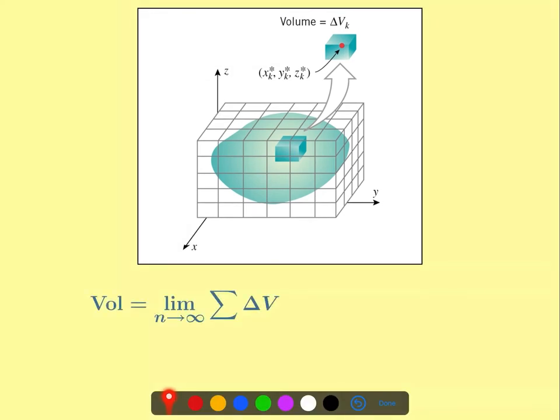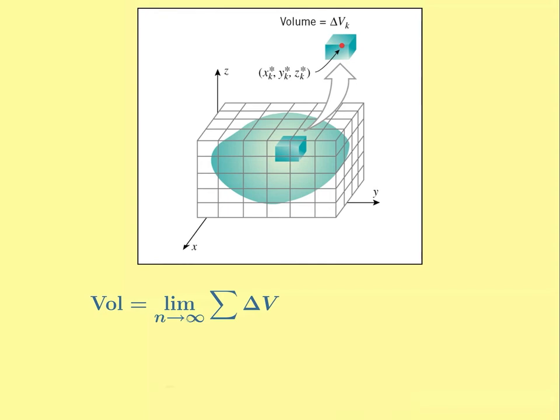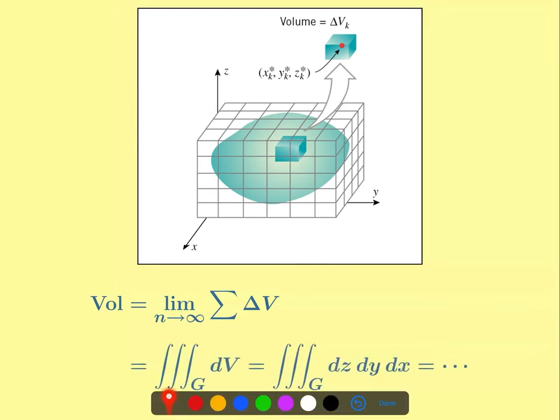So the volume is going to be a sum of these smaller boxes, and we want to know what happens as the number of boxes goes to infinity and the dimensions on every side of the boxes go to 0. And as you might expect, we're going to get a triple integral then, and the dv here is coming from the delta v, and the triple integral is coming from the sum. And we're integrating over the solid G that we're looking at.